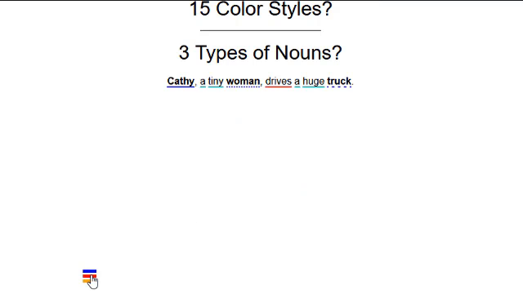But why do we need dotted blue underlines? Consider the sentence, "Kathy, a tiny woman, drives a huge truck." We can see that the word Kathy is part of the subject and the noun truck functions as an object in the predicate. The phrase "a tiny woman" is also part of the subject. It's a type of modifier of the simple subject, Kathy. 2 nouns are often used to refer to the same thing in a variety of grammatical structures. Dotted blue lines are used to show when this occurs.